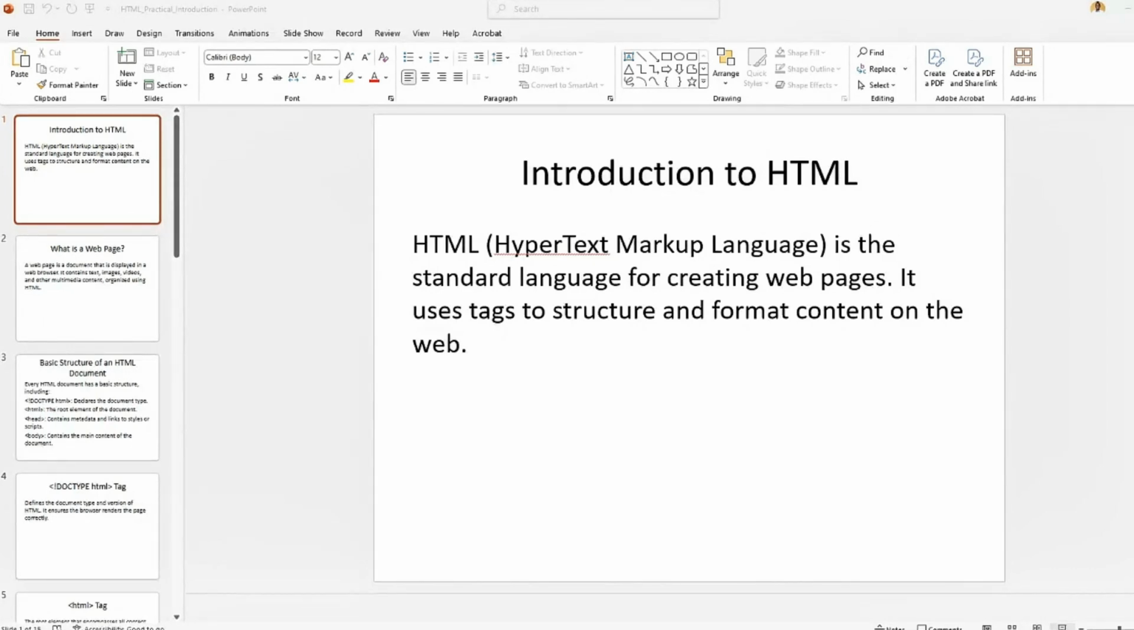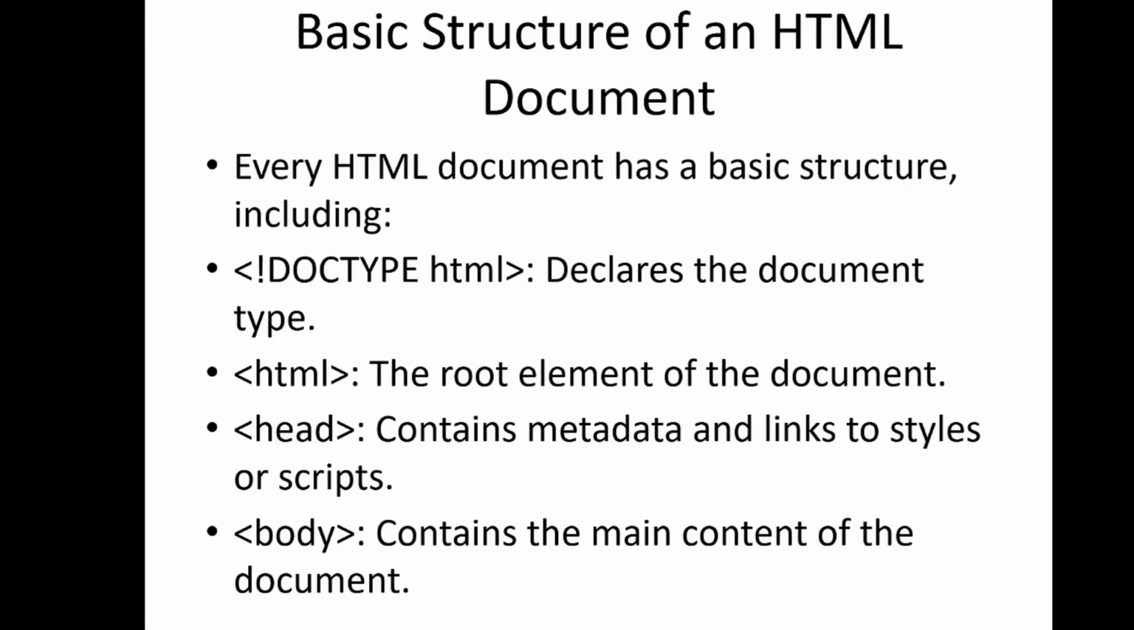So every HTML document has a basic structure. This structure will not change for Japan. It won't change for China. It's the structure. So we have a structure that we follow. And we have a lot of tags, by the way, in HTML. The first one you see here is the DOCTYPE HTML, which declares the type of document.